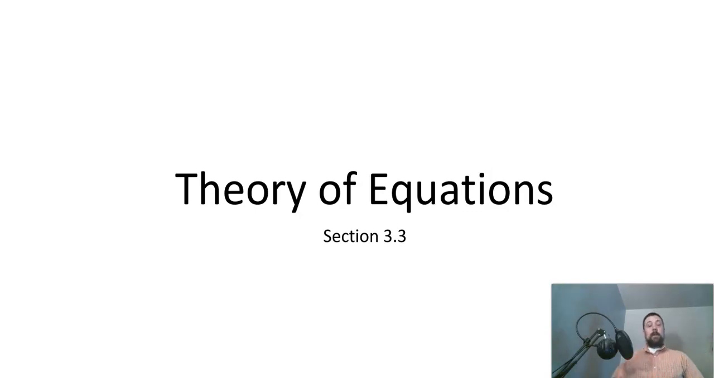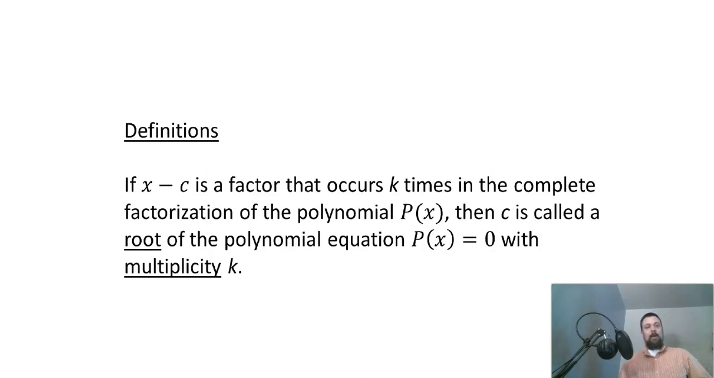In this video, we're going to take a look at section 3.3 on theory of equations. So to get started, we're going to look at a couple of definitions here. If x minus c is a factor that occurs k times in the complete factorization of the polynomial p of x, then c is called a root of the polynomial equation p of x equals 0 with multiplicity k. So the two terms being defined there are root and multiplicity.